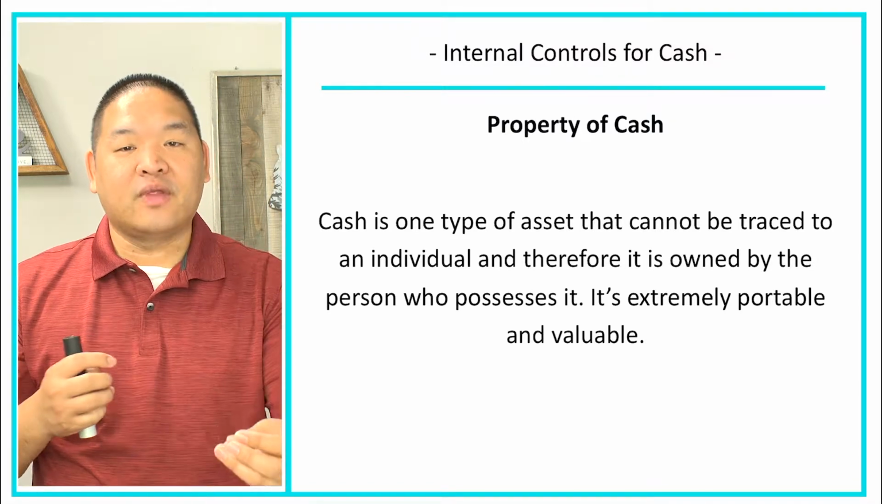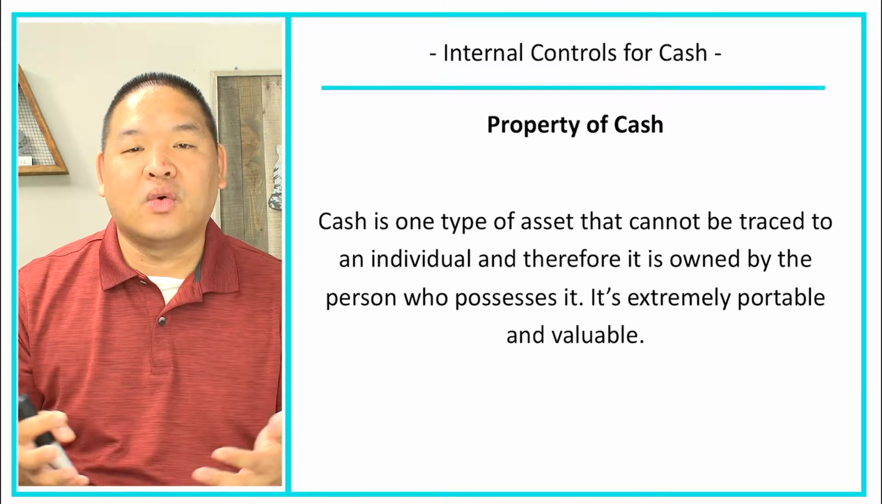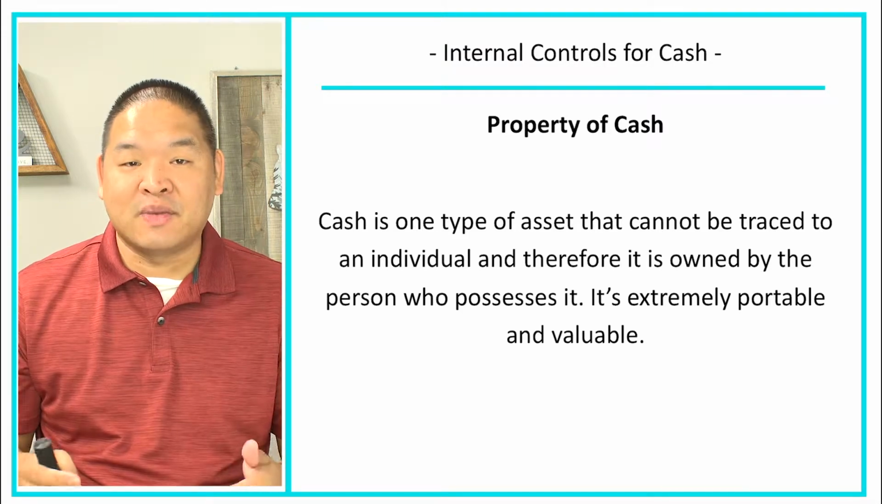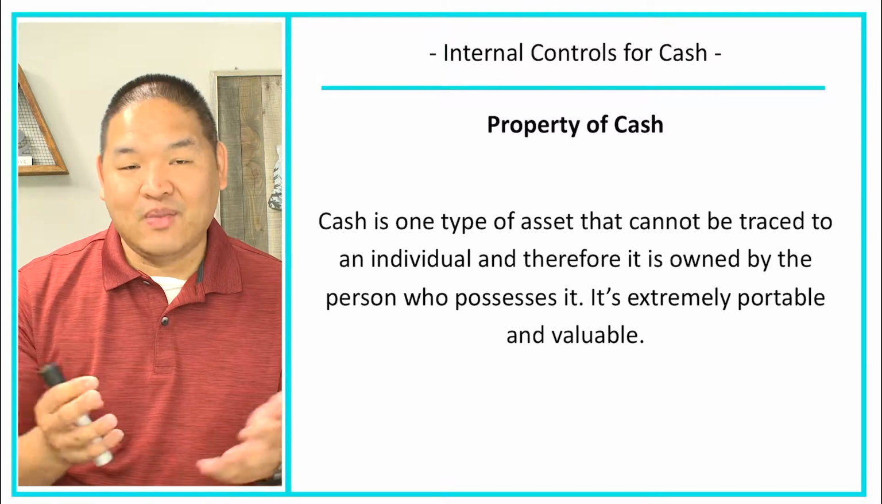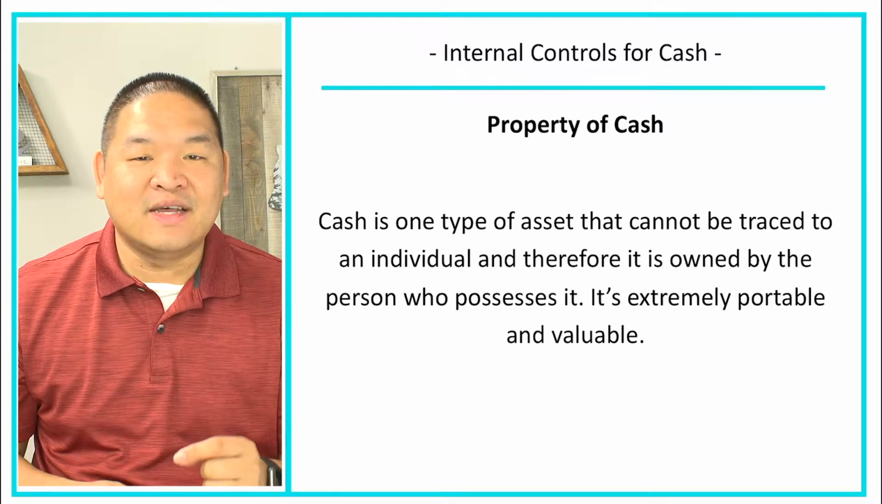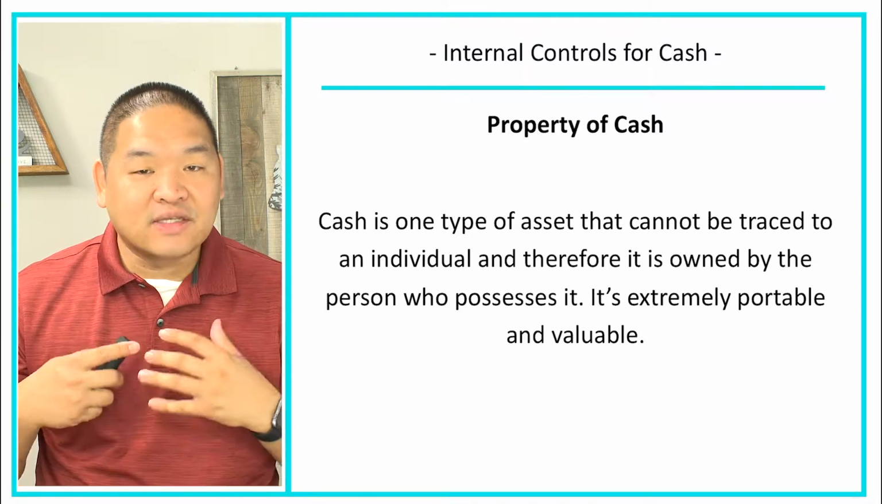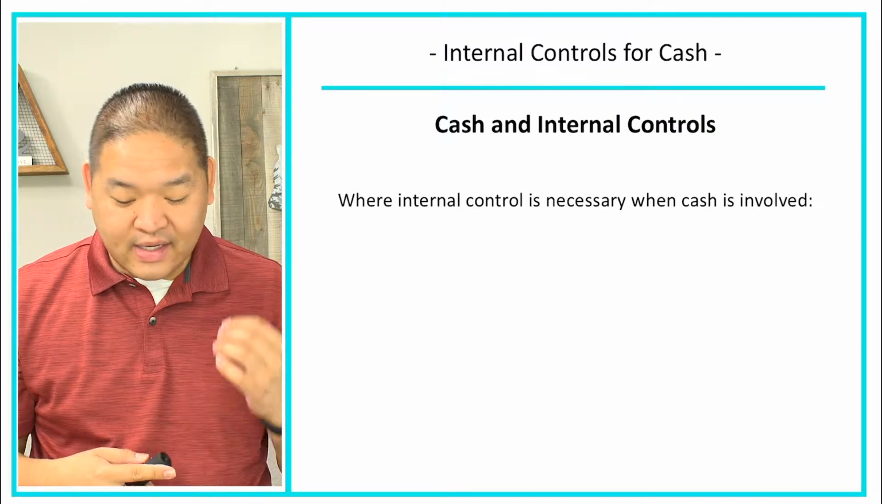Well, the reason for that is because you have no way of saying that that is really yours unless you wrote down all of the serial numbers. And then when we review those serial numbers to that stolen bill, we can match them up. Right? So it is extremely portable and valuable. So that's why we have to have internal controls on cash.